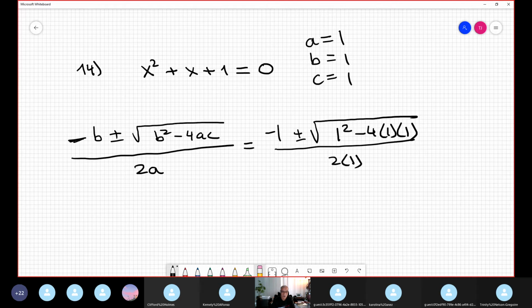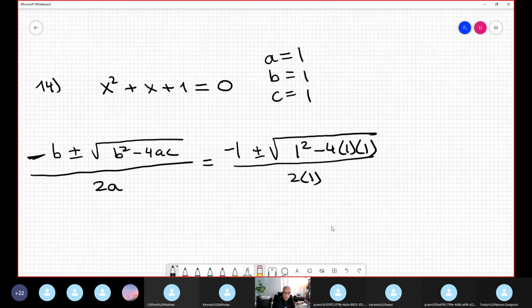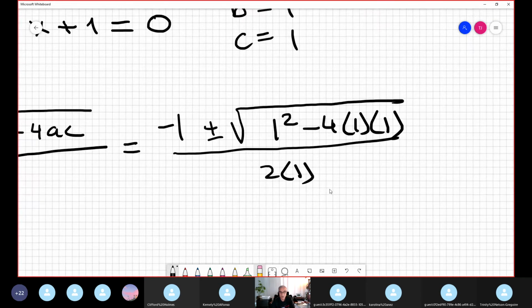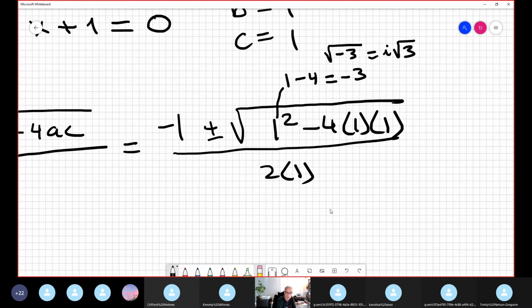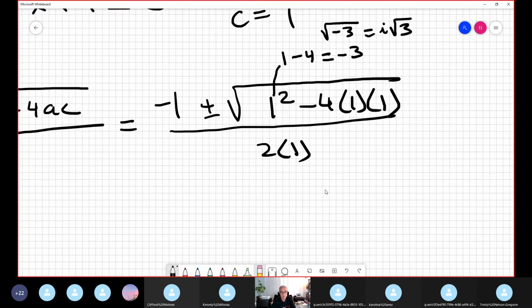2 times 1. Now let's do the operation inside the radical. The exponent is first. 1 squared is 1. Minus 4 times 1 times 1 is 4. The subtraction is -3. When you apply the square root, it's i radical 3, because the quantity inside the square root is negative. Therefore, the answer is imaginary, not real. So far, the answer is -1 plus or minus i radical 3 over 2.